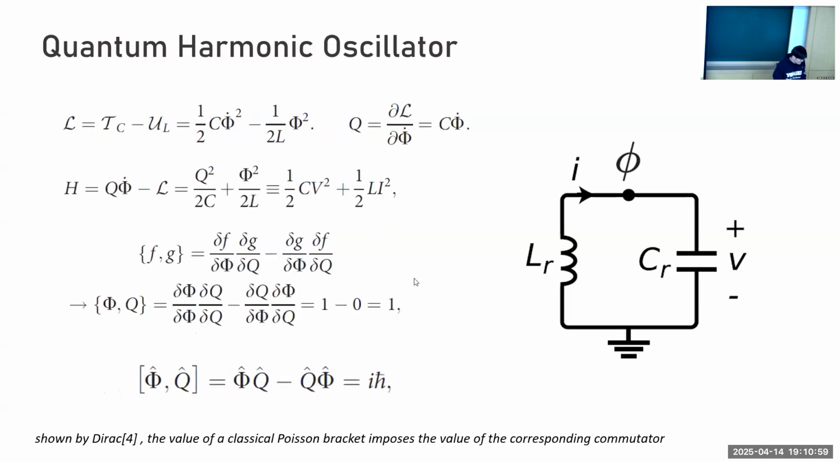So we can find the structure of Q and phi, the canonical transformation. We can find that the Poisson bracket of phi and Q is one. Also in quantum mechanics, phi and Q have the commutator of Q and phi equal to i h-bar. So it means phi and Q are equal to P and X in quantum mechanics.